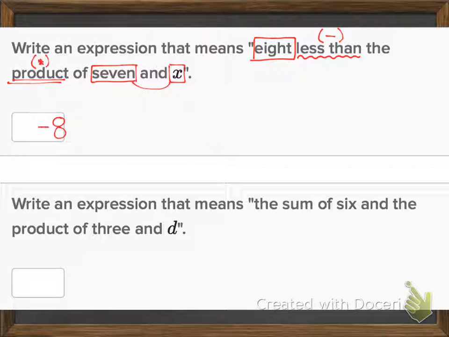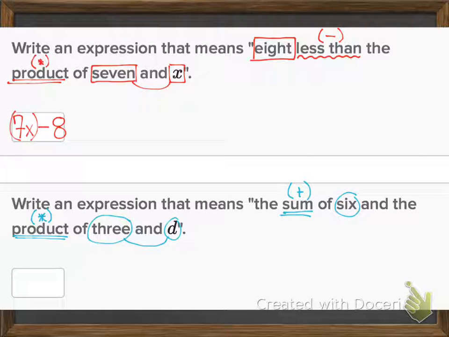So we're going to take 8 away from whatever that product is. Now, what is that product? It's 7 and x, so 7x. You could also throw a parenthesis around this, but you don't really need to. Second example, the sum of 6 and the product of 3 and d. So "sum" means addition, and we're going to add 6 with the product, which means multiplication, of 3 and d. So the two numbers that are being multiplied together are 3 and d, which means 3d. So I'm going to add 6 to the product of 3 and d. So 6 plus 3d. Again, you don't need those parentheses, but you can put them on there.